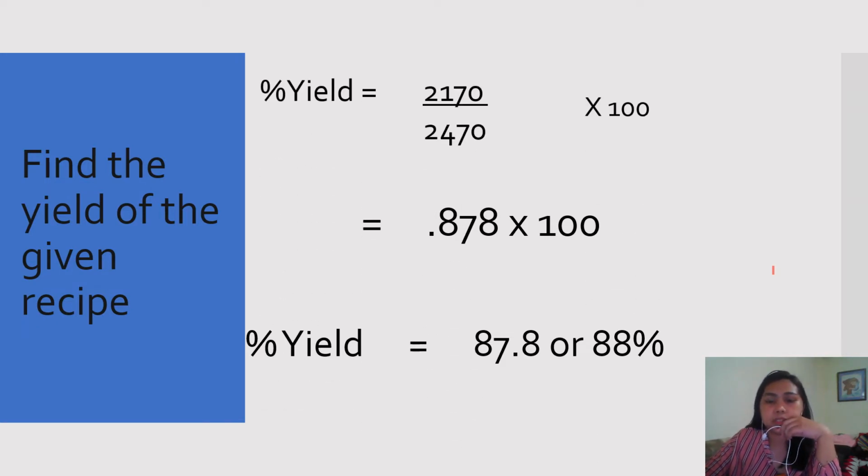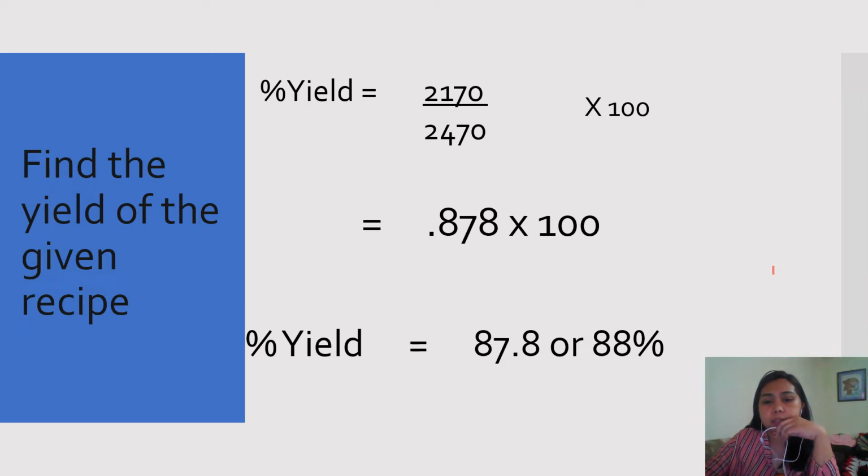Okay, so we'll just divide the production output by production input. So we have 2,170 divided by 2,470. That will give us 0.878. So let us multiply this by 100. Then we will have the percentage yield of 87.8 or 88%.